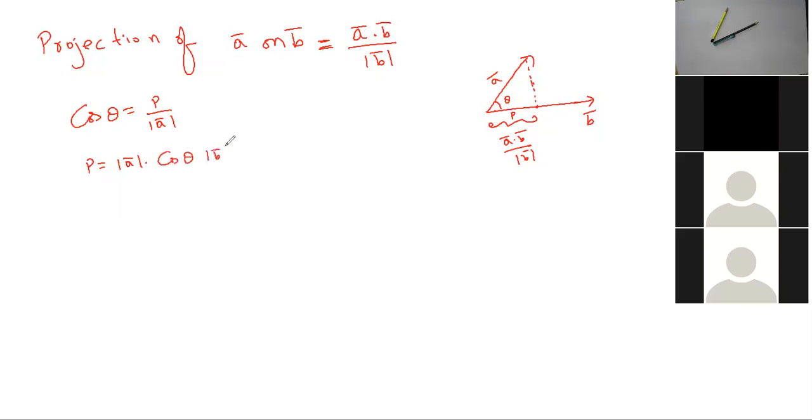Multiply with mod b bar and divide with mod b bar. So mod a bar into mod b bar into cos theta is a bar dot b bar. So the projection of a bar on b bar is a bar dot b bar by mod b bar. If you understand and accept this projection formula, then understanding the distance between skew lines formula is simple.